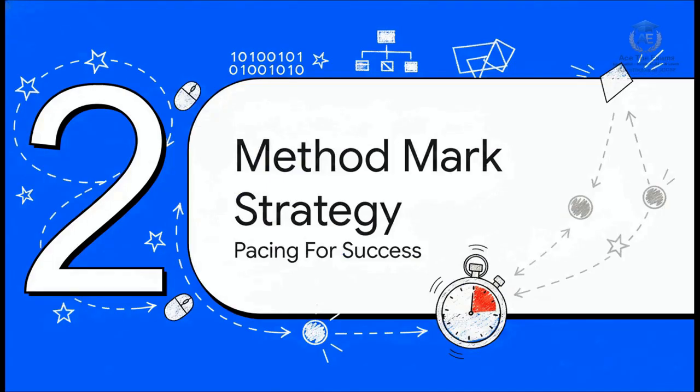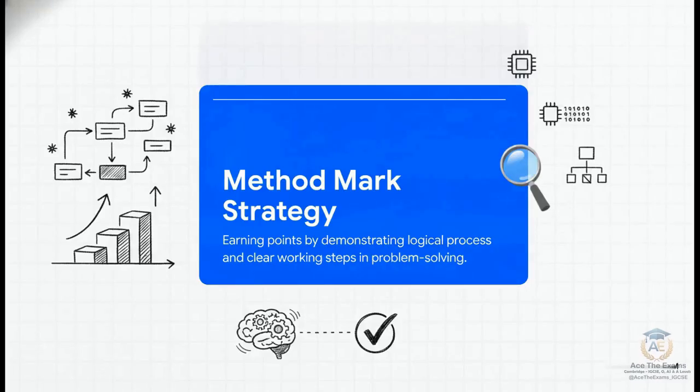Moving right along to Section 2, the method mark strategy. Now this right here is a total game changer. This strategy requires a complete shift in your mindset. It means you're earning points by explicitly demonstrating your logical process, your structured reasoning, and your clear working steps during complex problem solving.